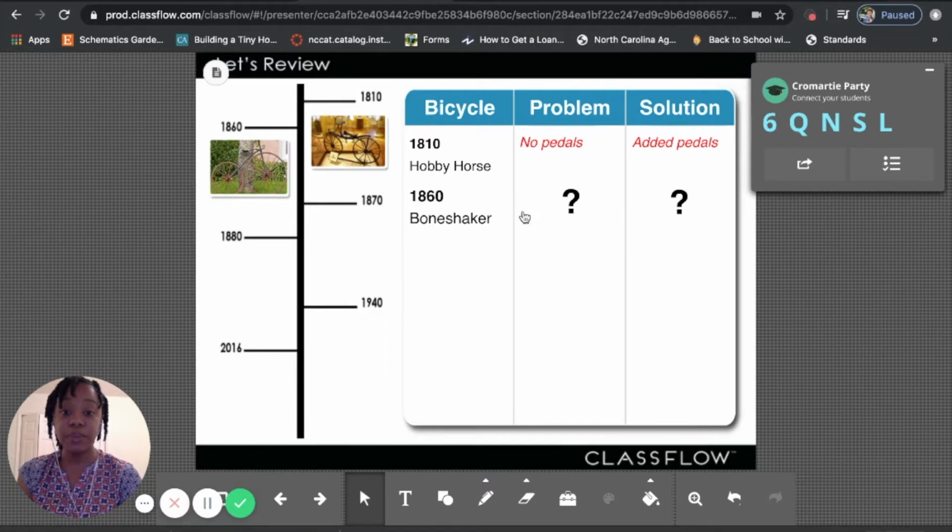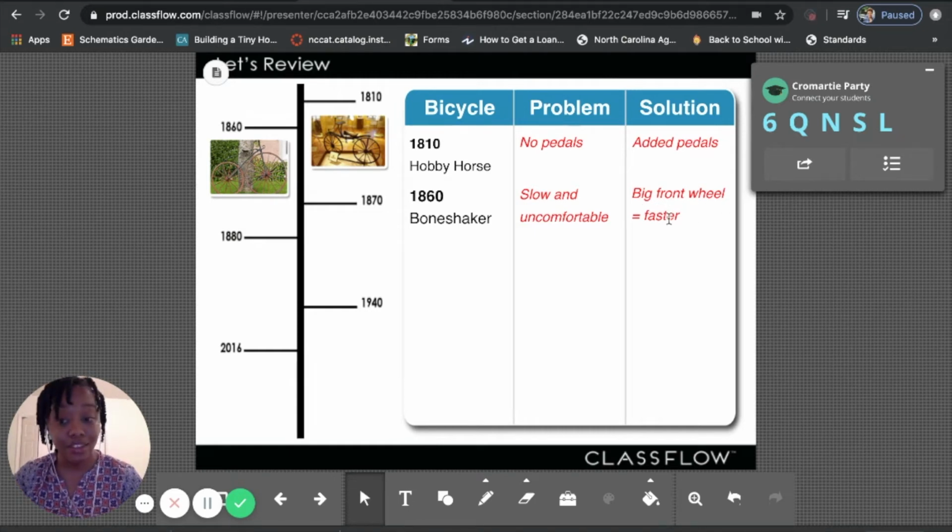All right, now we're going to review. A problem with the bone shaker design was that it was slow and uncomfortable, and the solution was that it had a big front wheel, which made it faster. Remember, you can always look back at the passage to answer any of these questions. Okay, guys? Let's keep going.